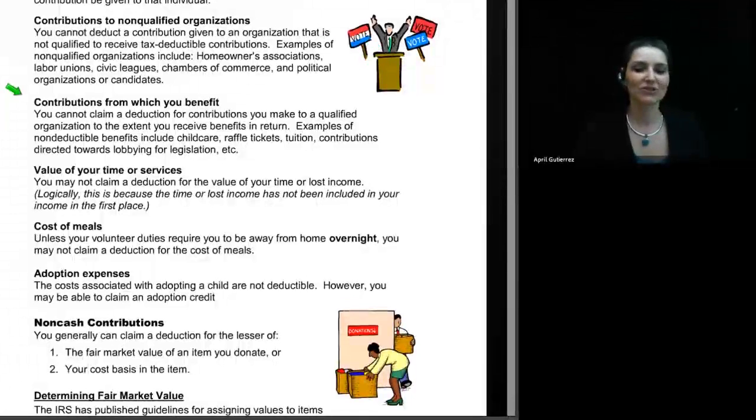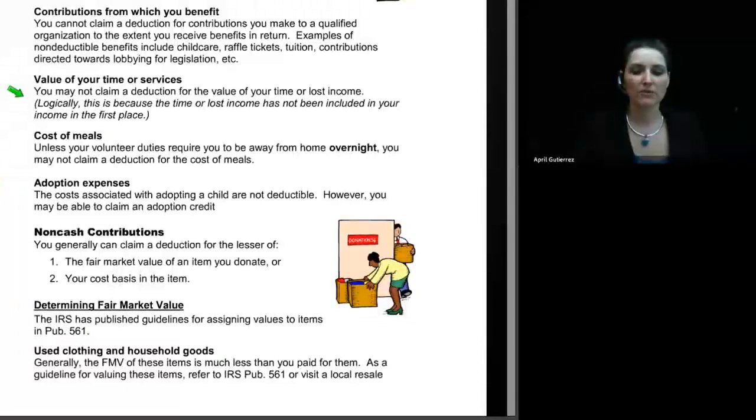Okay, contributions from which you benefit. You cannot claim a deduction for contributions you made to a qualified organization to the extent you receive benefits, and we already talked about that. Value of your time or services.